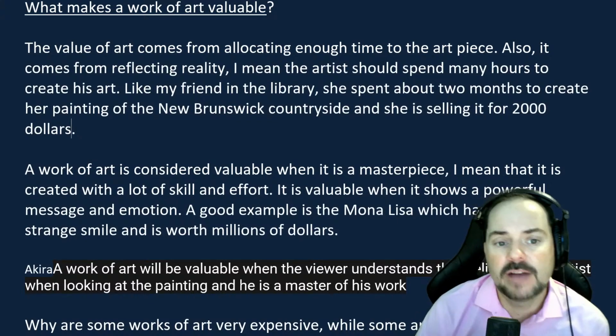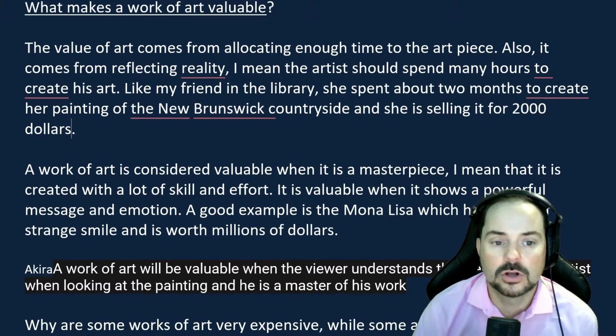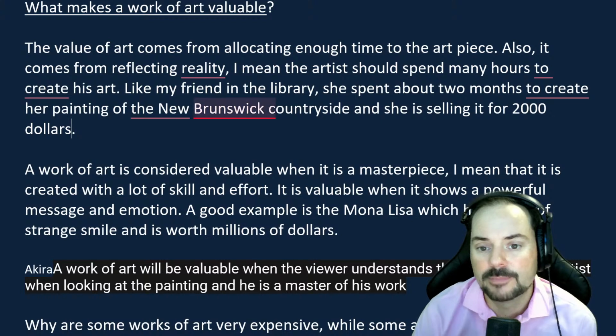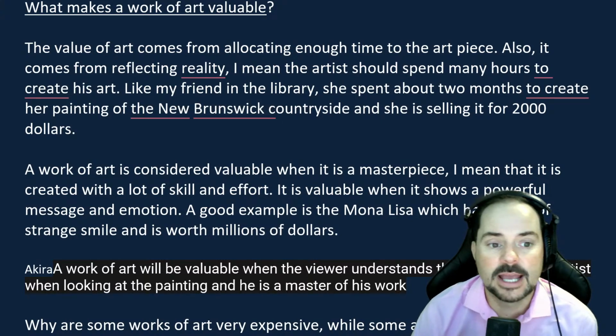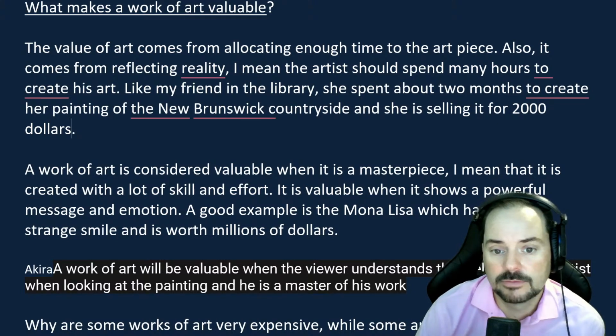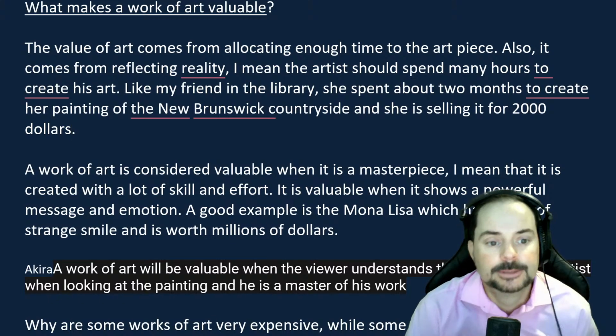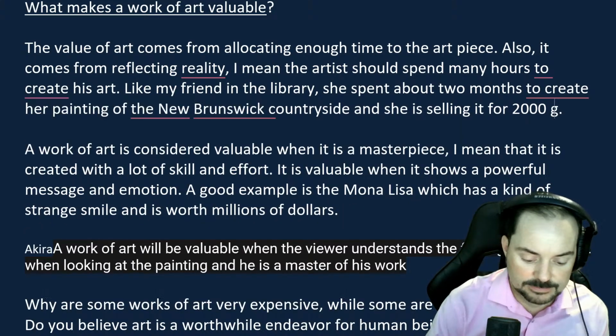So the value of art comes from allocating enough time to the art piece. Also, it comes from reflecting reality. I mean, the artist should spend many hours to create his art. Like my friend in the library, she spent about 2 months to create her painting of the New Brunswick countryside, and she's selling it for $2,000. Yeah. Go for it, Ghazi.